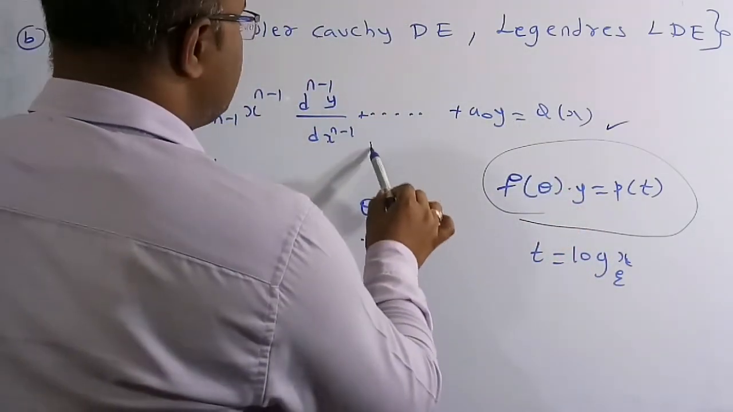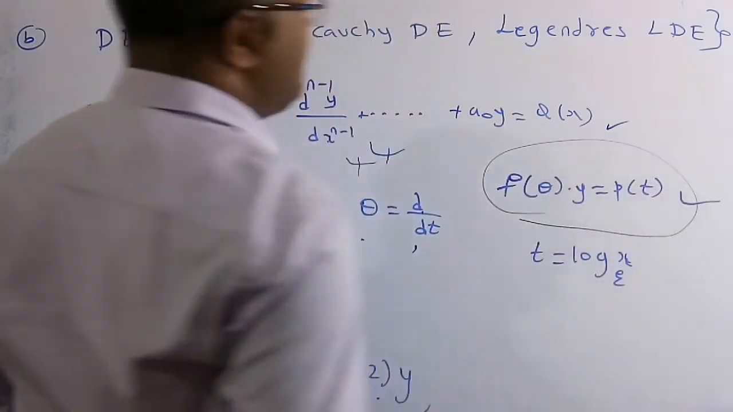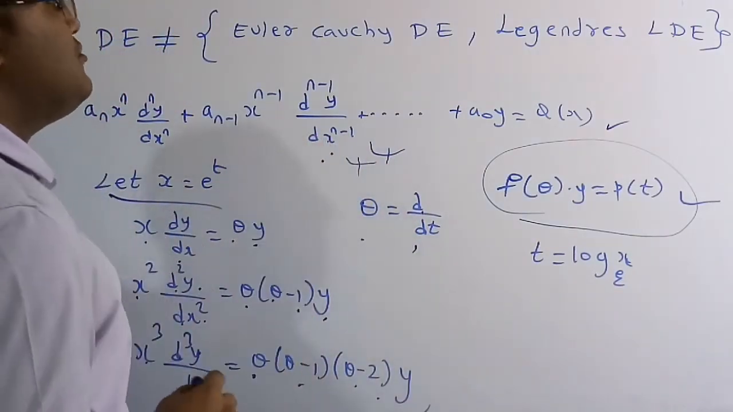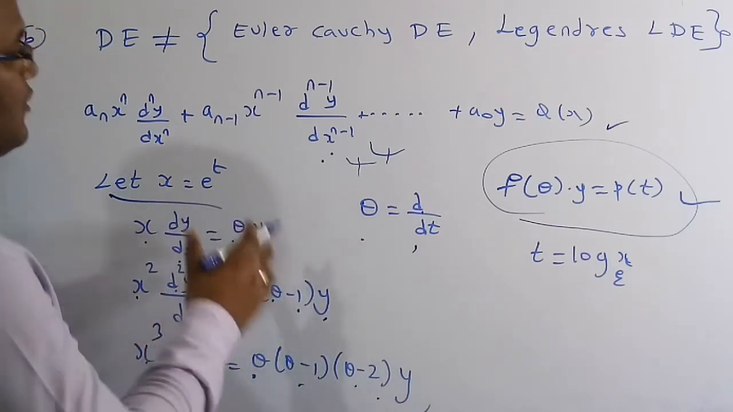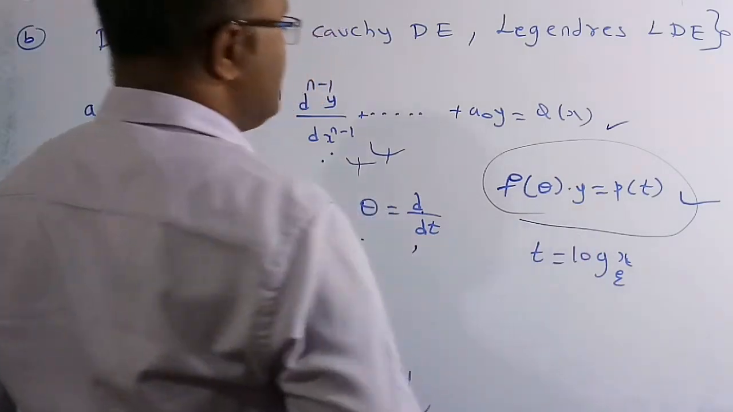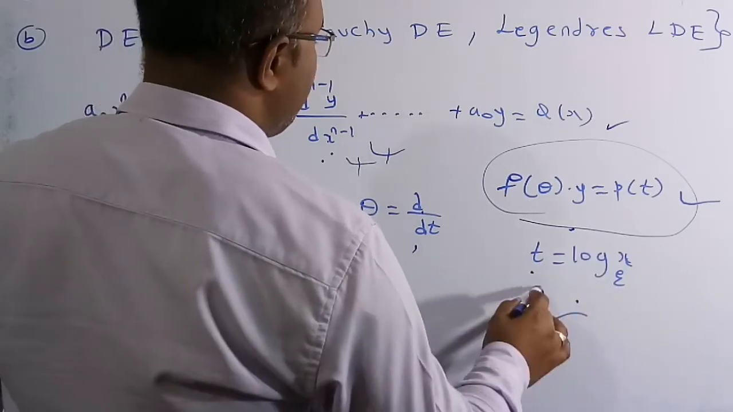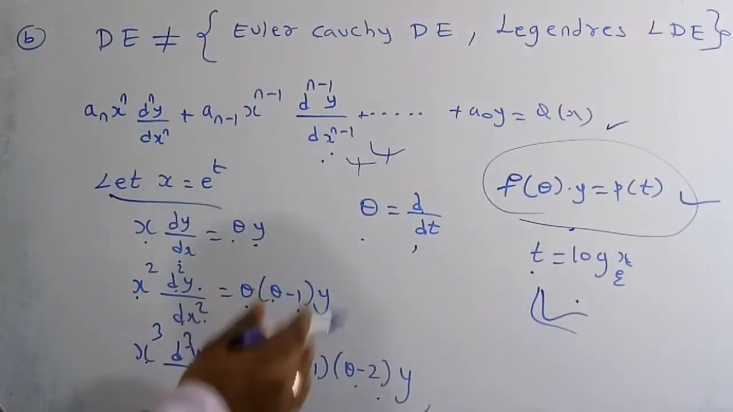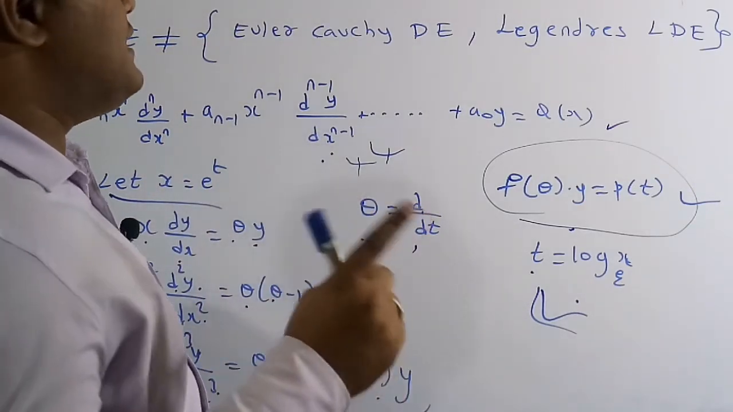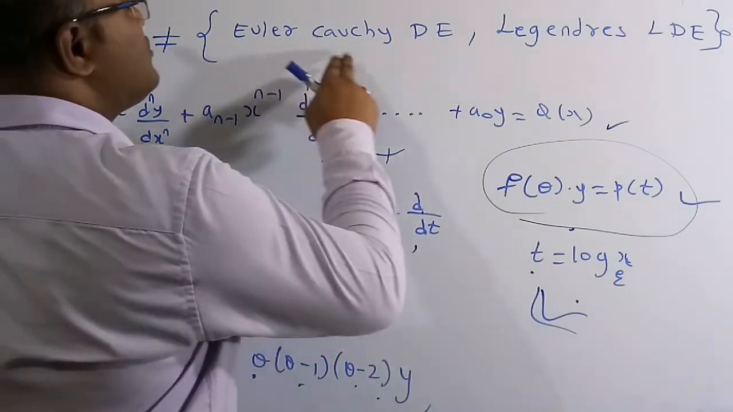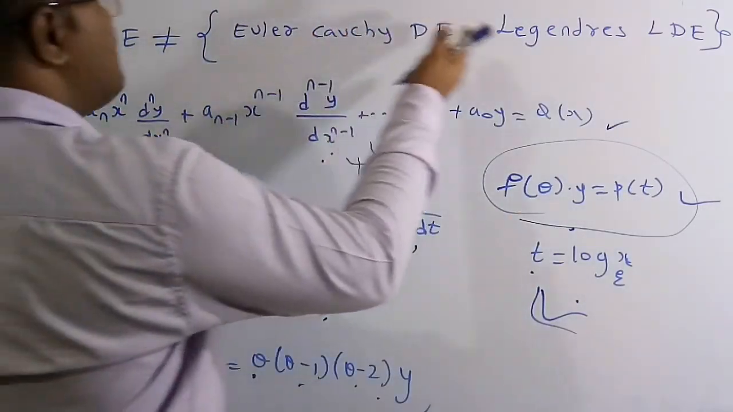So this one is a constant coefficient differential equation because it is in the format of the Euler-Cauchy differential equation. With these assumptions and these values, we can convert it into a constant coefficient differential equation. After solving it, finally you put t is equal to log x base e, and then you get the general solution. So we can convert a non-constant coefficient differential equation into a constant coefficient one only when it is either an Euler-Cauchy differential equation or a Legendre's differential equation. The given equation is not in either of these two formats.